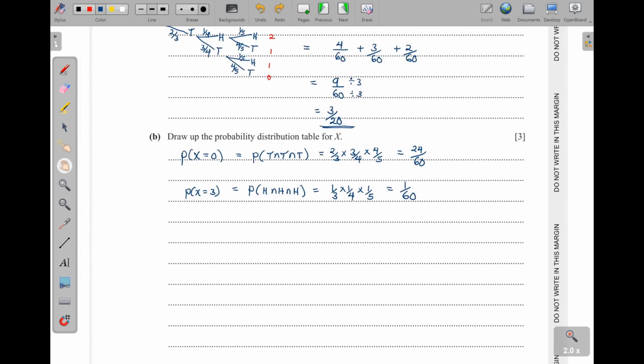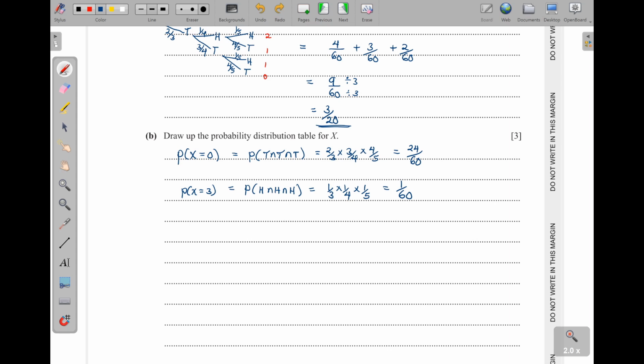So meaning I can just say that probability of x is equal to 1. I just say 1 minus all the other probabilities. For x is equal to 0, which is 24 over 60. And then x is equal to 2, which is 9 over 60. And then for x is equal to 3, which is 1 over 60. Remember, for any probability distribution, the total probability is always 1. Okay? So meaning we can have these ones added.